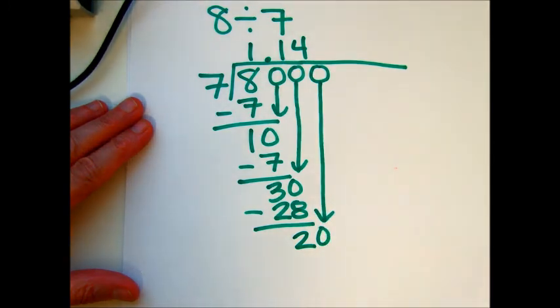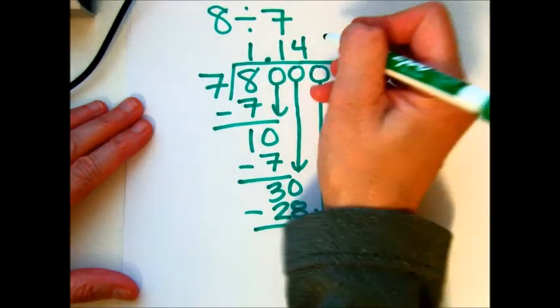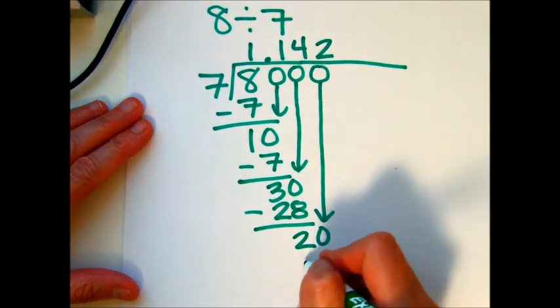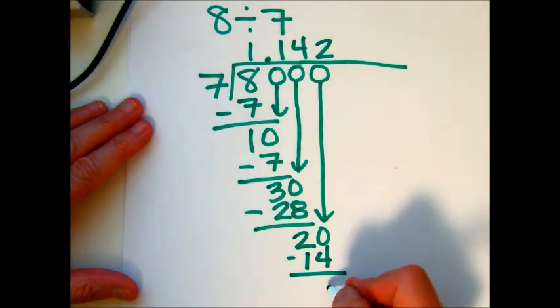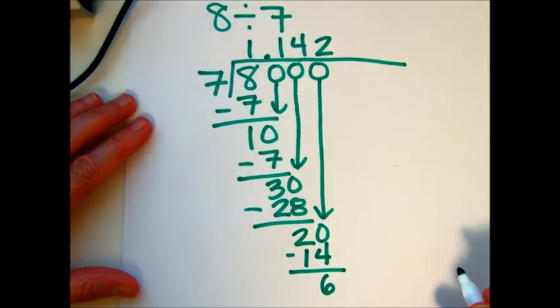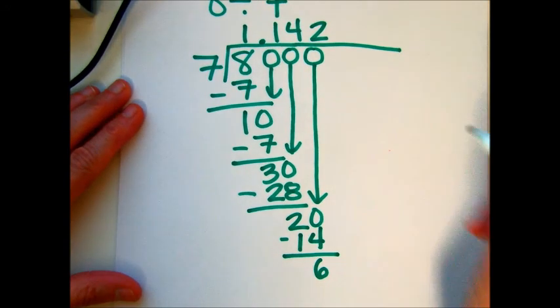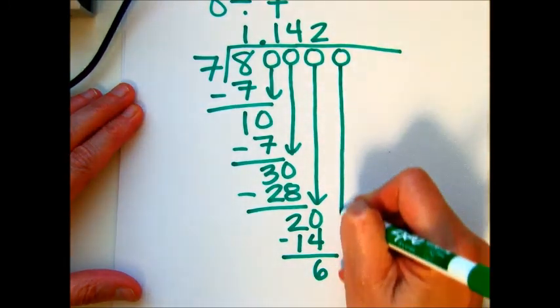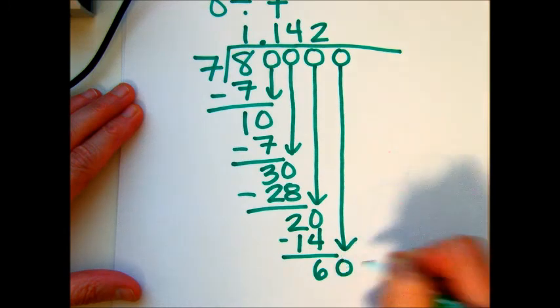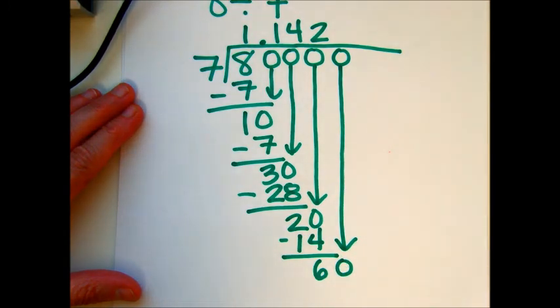7 goes into 20 2 times. That's going to be 14. Again, I want to subtract. That leaves me with 6. Again, I want to bring down a 0 because I have that remaining amount. 7 goes into 60 8 times. 8 times 7 is 56.